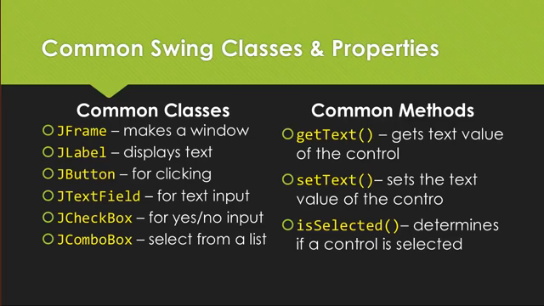And then there's common methods. You need getText to read the value of the control, setText to set the value of the control, and isSelected is a method you can call to determine whether or not a control was selected. This is useful for JCheckboxes or JComboBoxes, for example.